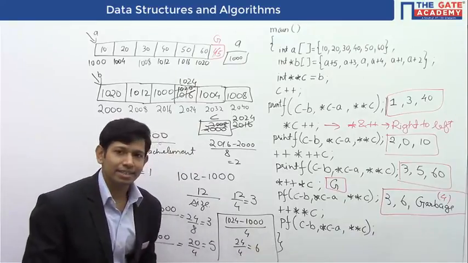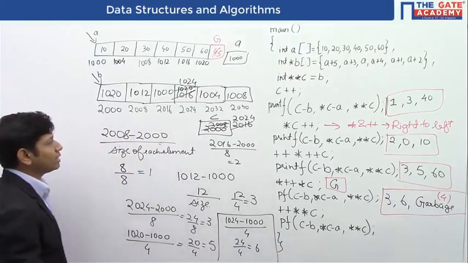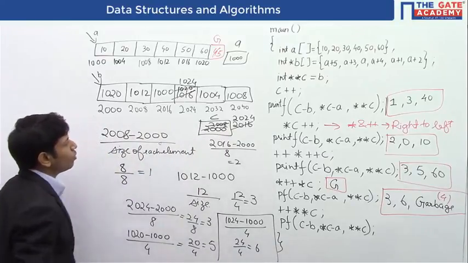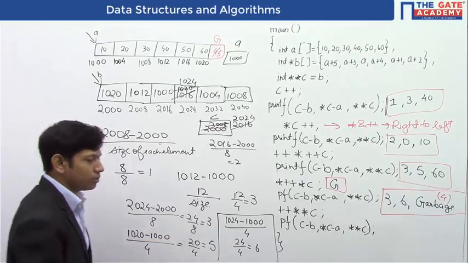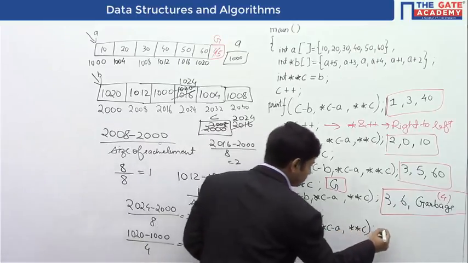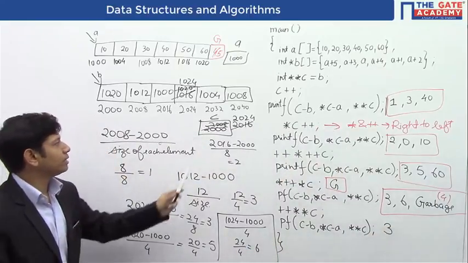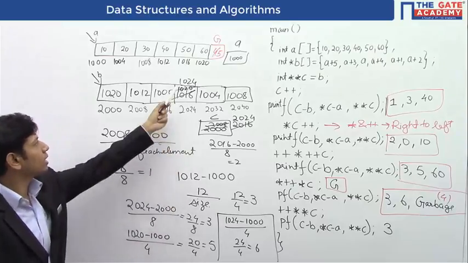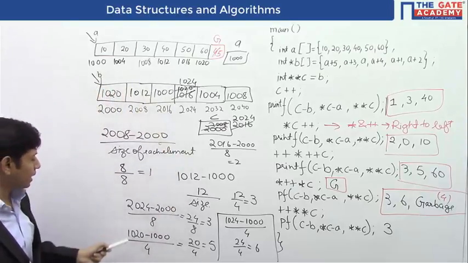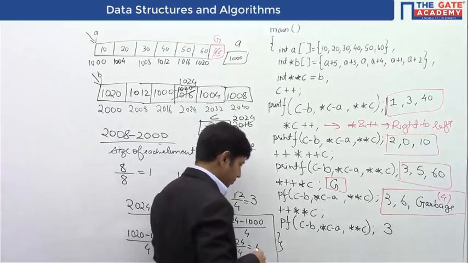Now let's see the next and last printf. What it is doing is C minus B. So what is C? C is 2024. 2024 minus 2000. Again we will get the same output, 3. Next is star C minus A. So C is 2024. Star C is 1024. Star C minus A, 1024 minus A. We will get the answer as 6.